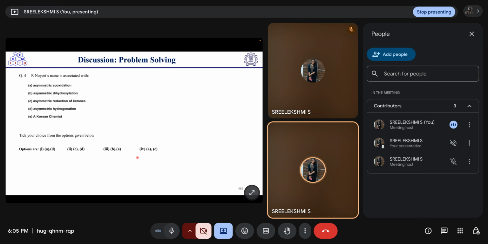Now the next question. R. Noyori's name is associated with which reaction? Asymmetric epoxidation, asymmetric dihydroxylation, asymmetric reduction of ketone, asymmetric hydrogenation, or a Korean chemist? So which are the correct options here?